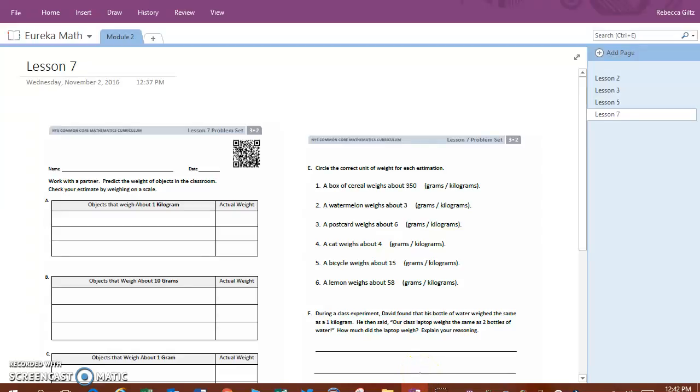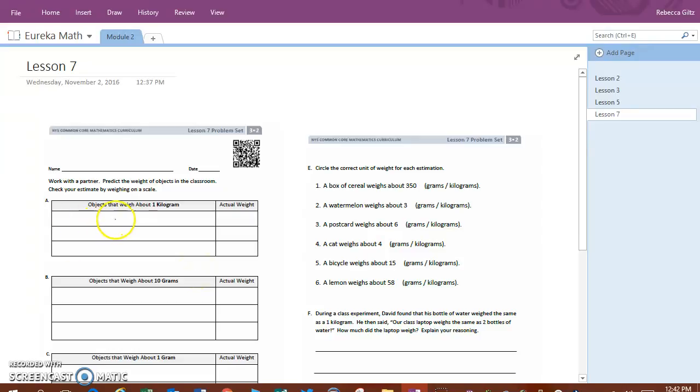Alright guys, we are on lesson 7, and lesson 7 is more about exploring the classroom and trying to find objects that weigh certain weights. If you look at your problem set, the first section right here says objects that weigh about 1 kilogram. So on the table by the second step posters, you will find a bag that is about 1 kilogram. You can remember how heavy that is.